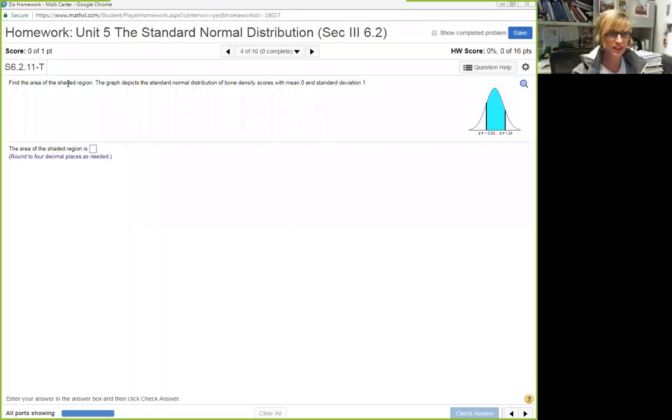Okay, so now let's look at another one. I'm going to share the screen again. And let's look at this homework problem. Find the area of the shaded region. The graph depicts the standard normal distribution of bone density scores with a mean 0 and standard deviation 1.